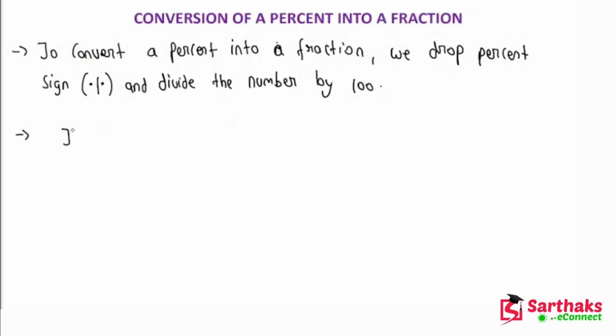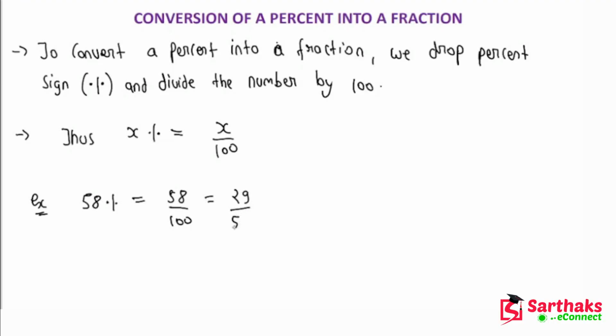Thus x percent means remove the percent sign and you will get x upon 100. If you want an example, let us take an example. Suppose 58%. 58% is 58 into 1 upon 100, that is 58 upon 100. If you cancel them out, it would be 29 upon 50. So that is how you convert a percent into a fraction.